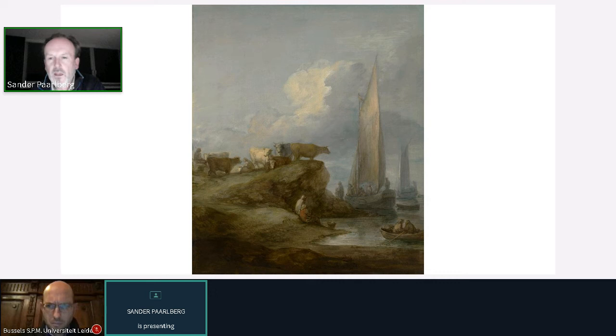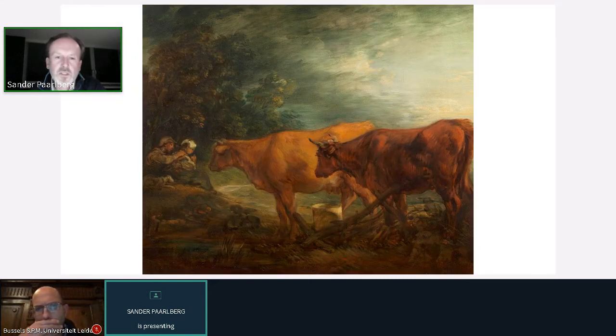Cuyp. And the interesting thing is, of course, that during the exhibition and during the preparations of the exhibition, we came across several interesting works by Gainsborough. And actually, one of these works is this landscape with 2 cows.